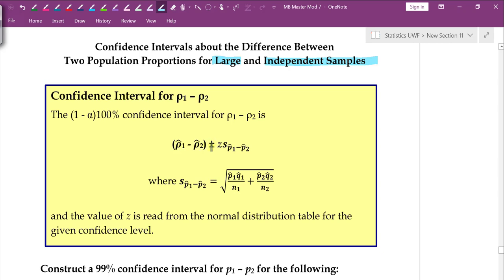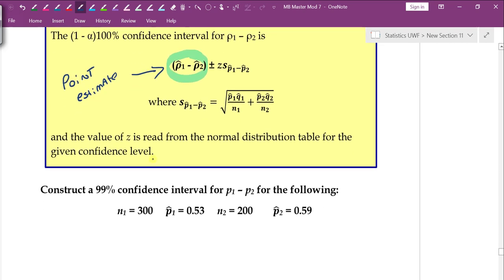That's going to be our point estimate, plus or minus Z. Remember, with proportion, it's always a Z critical value. And then the standard error about the difference of the proportions. And here's our formula for that right here. Let me go ahead and label this right here. This part right here is the point estimate. I thought I had that labeled, but evidently I don't. Okay, so there's our formula.